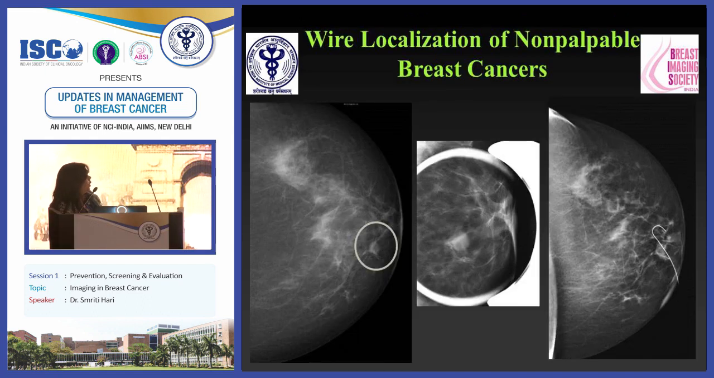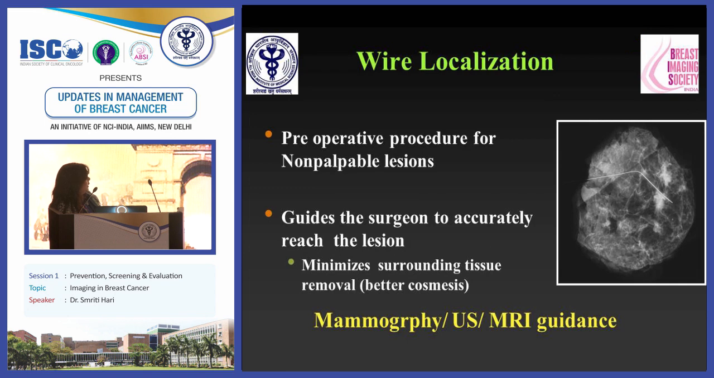So what about non-palpable breast cancers? How are those going to be dealt with? Herein we need wire localization. Like in this case, this small non-palpable cancer has been wire localized, and then a conservative procedure could be performed. This guidance can be with MRI, mammography, or ultrasound.